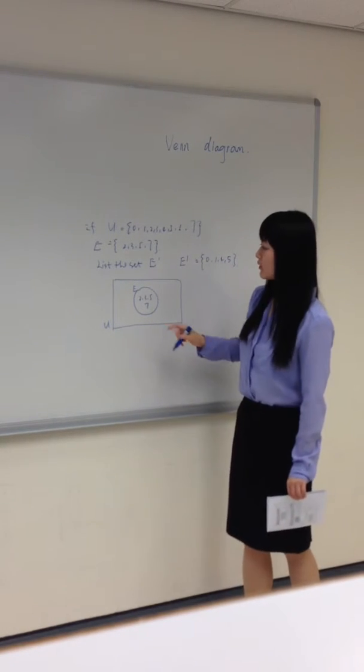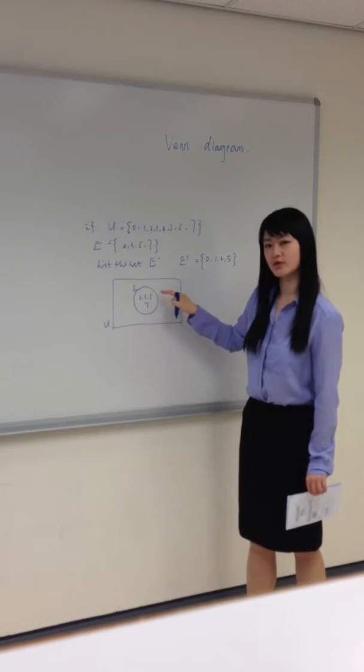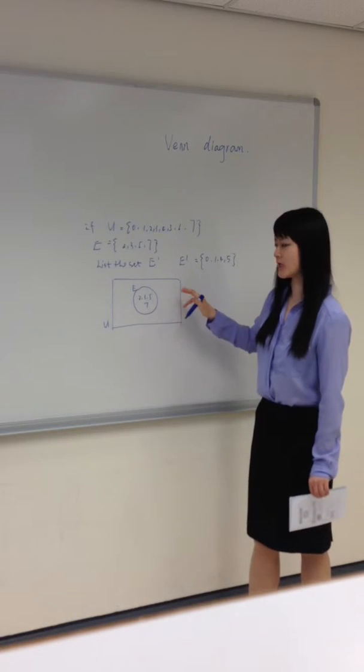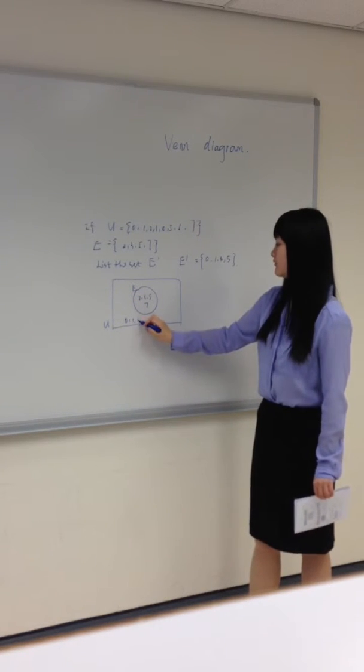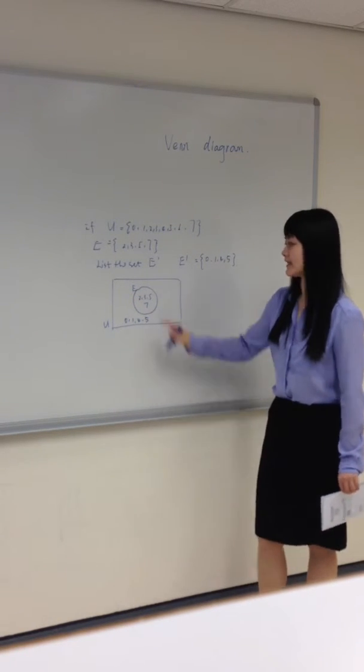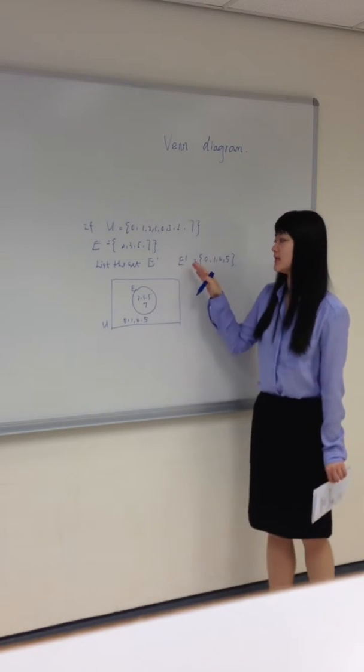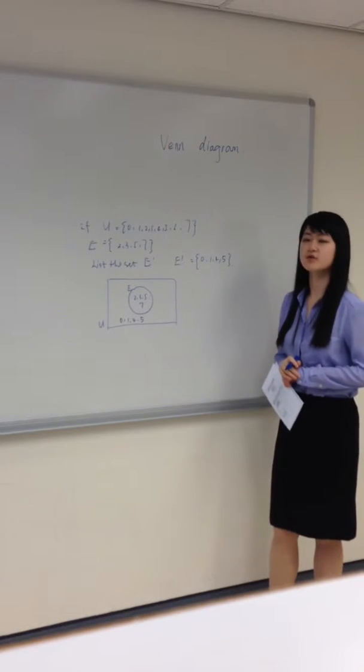Okay, now we already draw the circle for E. All these numbers, elements, will go into the remaining area here. We just put 0, 1, 4, and 5 in the area outside the circle, but in the rectangle to represent the E complement. Okay, that's the first example.